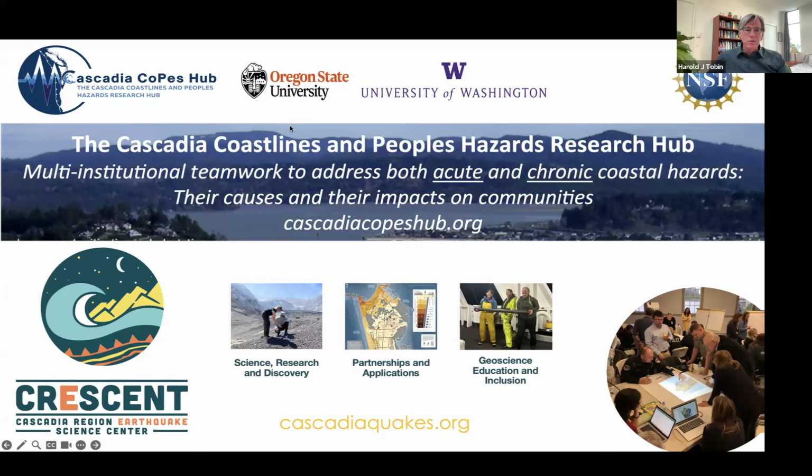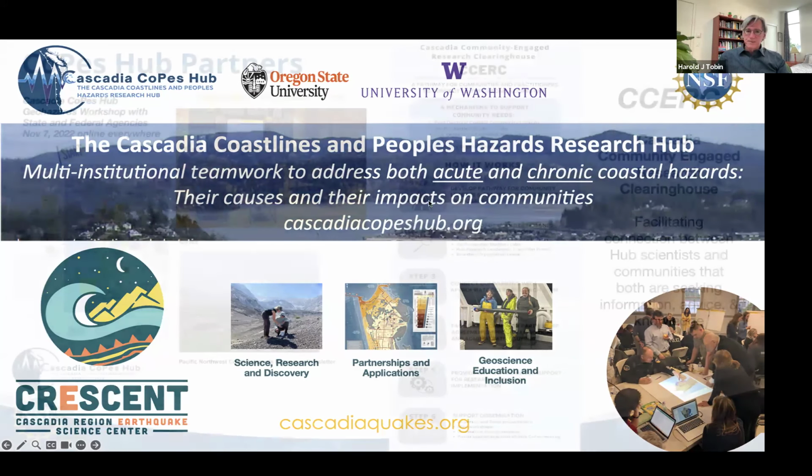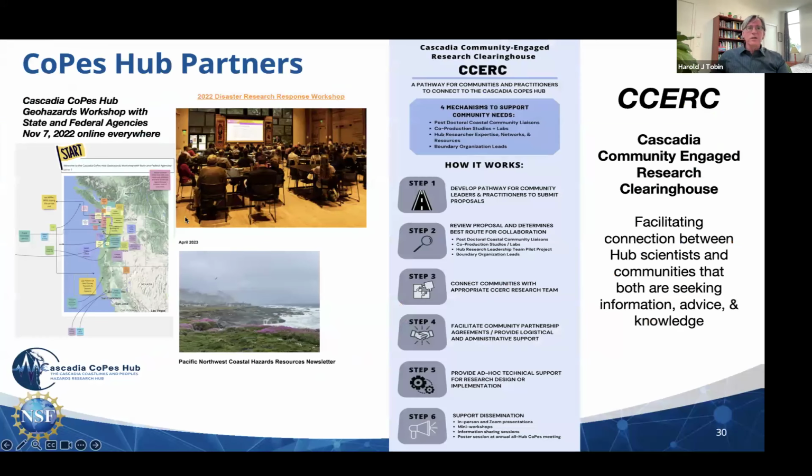So both of these groups, the new CRESCENT Center, which is Cascadia Region Earthquake Science Center, there's the URL for that. And then the COPES Hub, which is Coasts and People addressing these things. COPES Hub has all these partnerships. And the one I just want to highlight is that there's a thing called the Cascadia Community Engaged Research Clearinghouse.